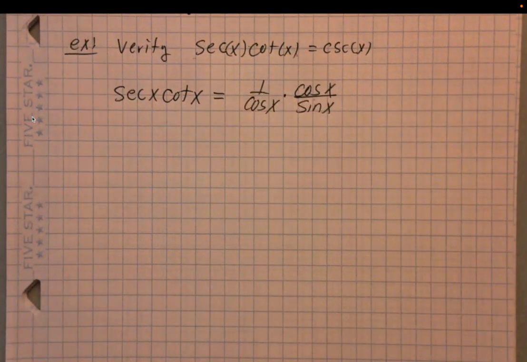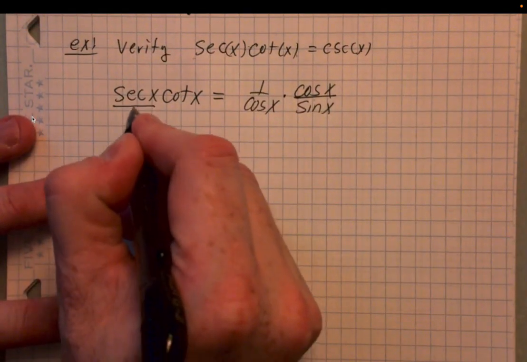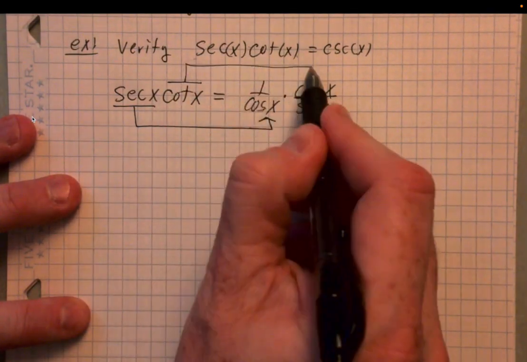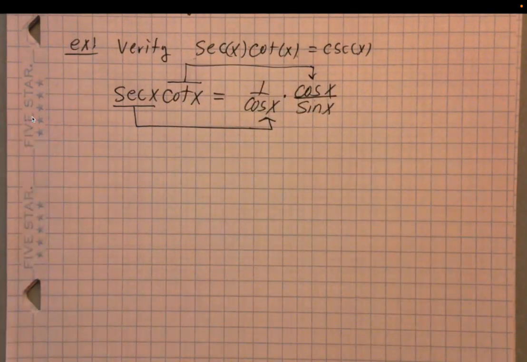Right now, all we've done is say, okay, this guy here, that's this one, and this guy here, that's this one. So these two are certainly equal. If you have the secant, it's the same as 1 over cosine. If you have the cotangent, that's the same as cosine over sine.